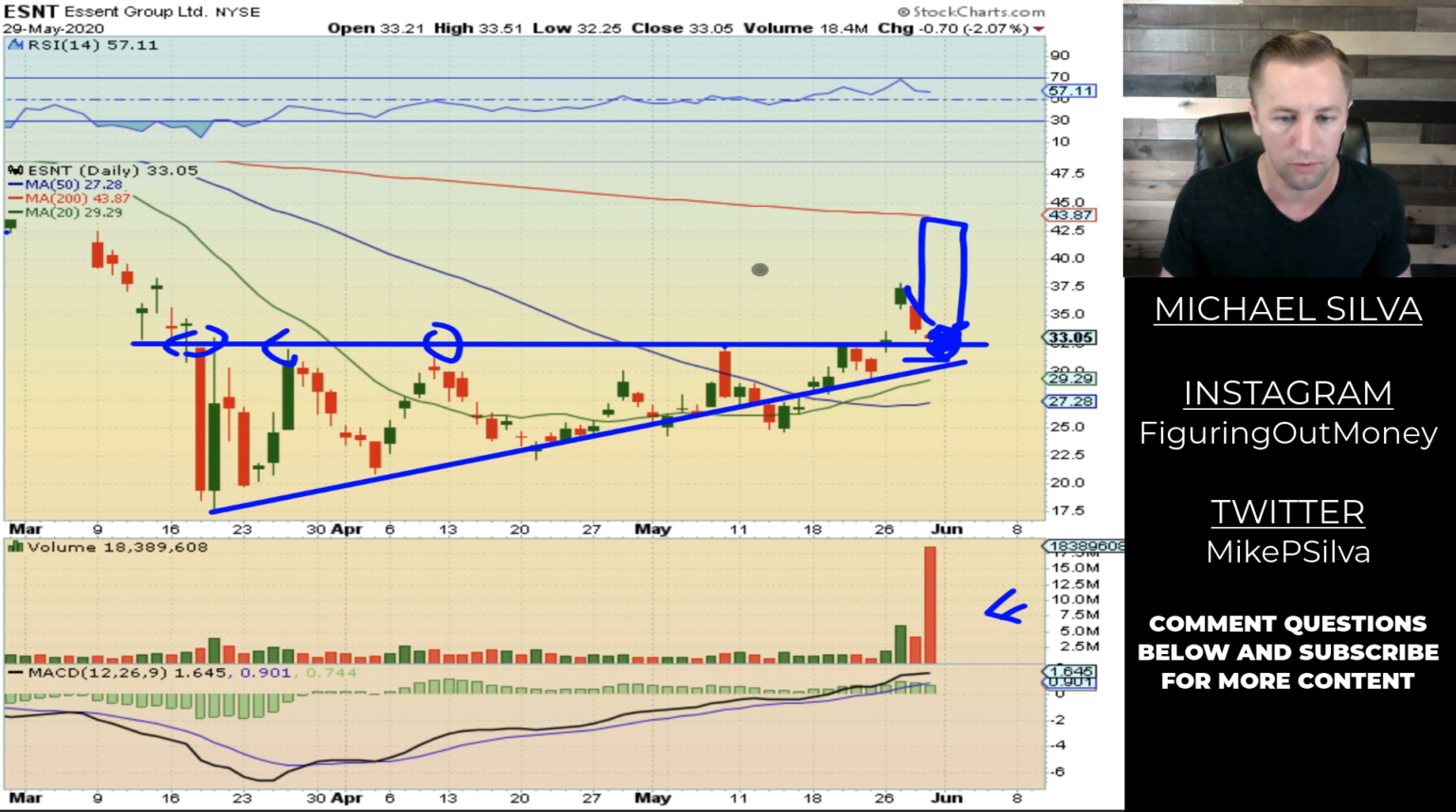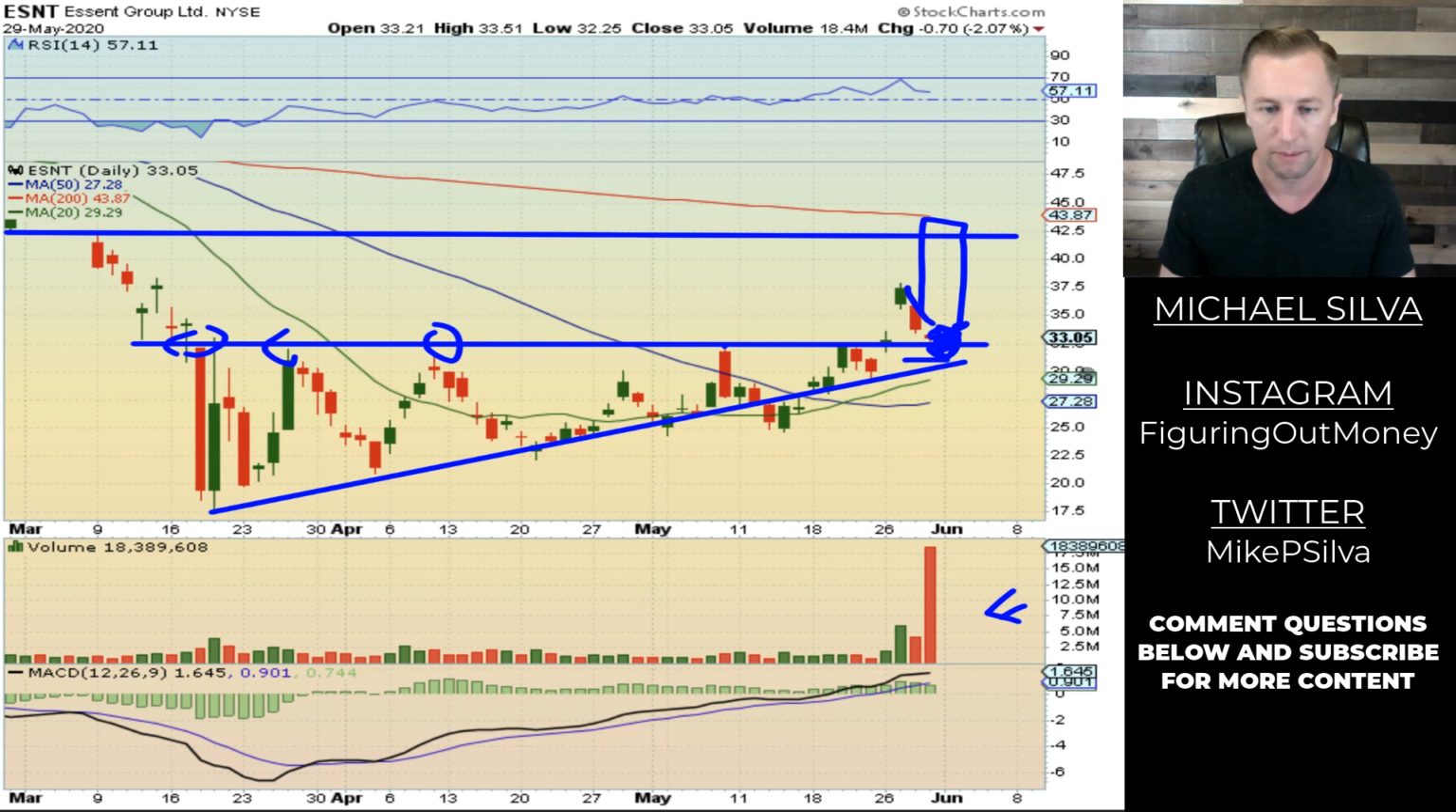It looks like you have some overhead resistance at 42.50, but man, $33 to 42.50, and you could take some profits off the table right here at 37.50. That's a good risk versus reward trade, definitely 3-to-1. So I like this trade.